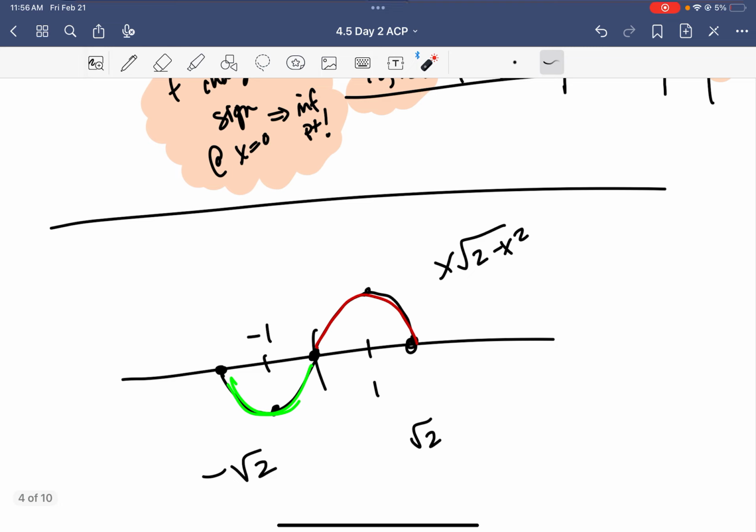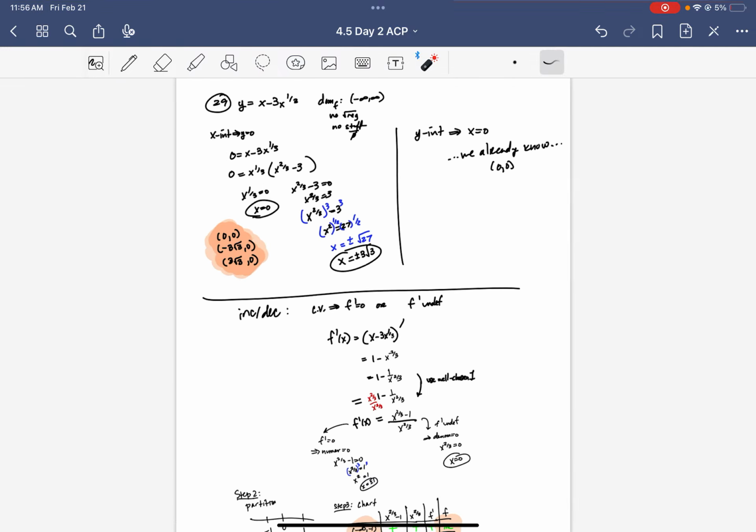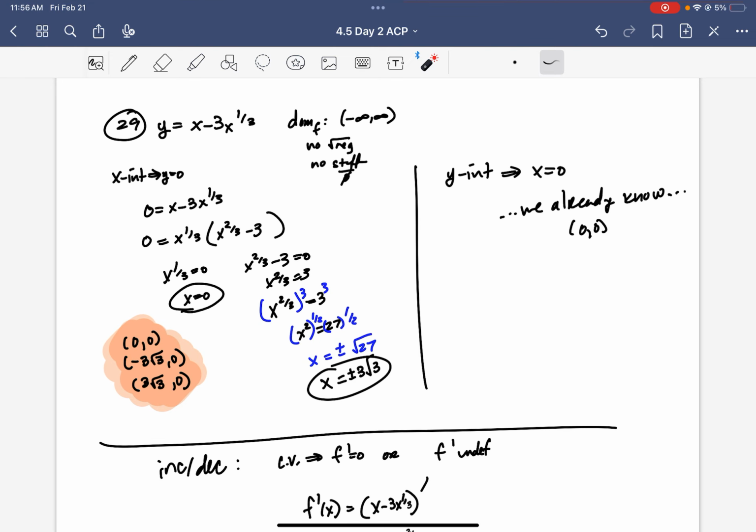So then putting our graph together, we draw our intercepts, and then we draw decreasing to increasing to decreasing. And then we use our second derivative information to show that this is concave up, concave down. So that must be an inflection point. Great work. 29, if this is y, the domain, notice that this is x to the 1/3.